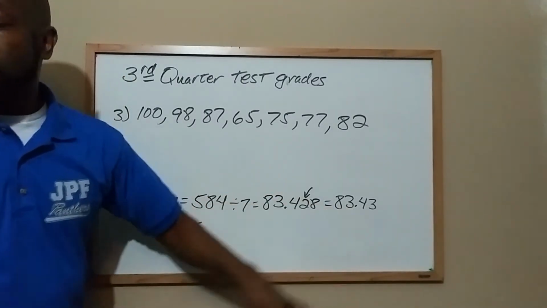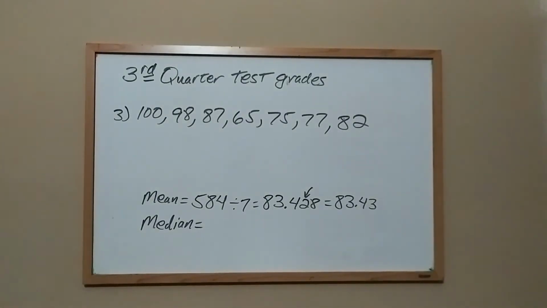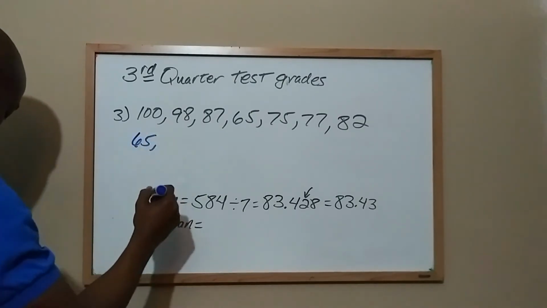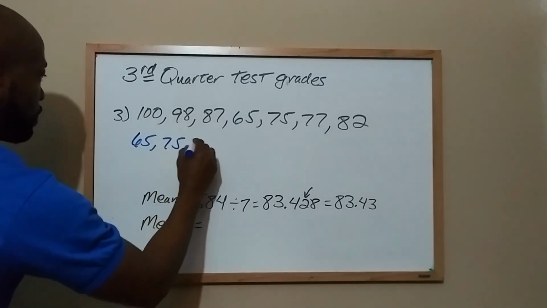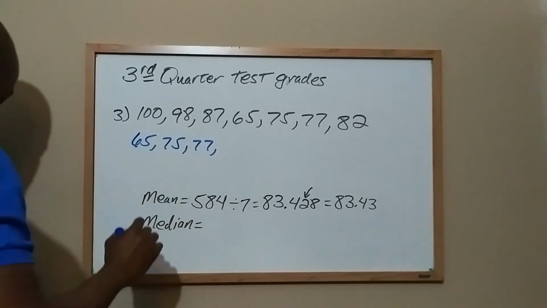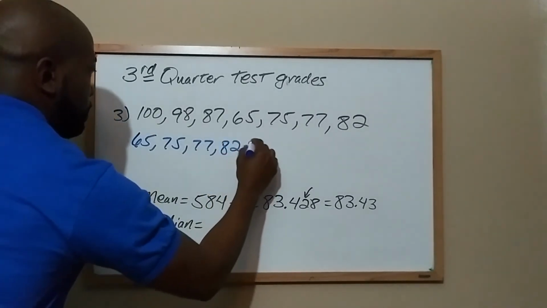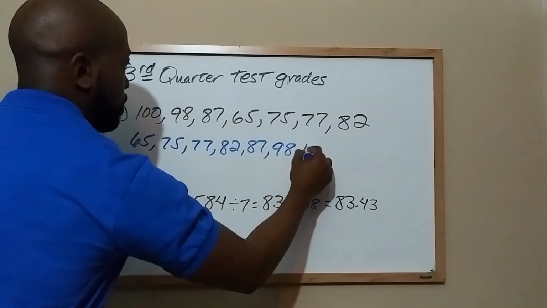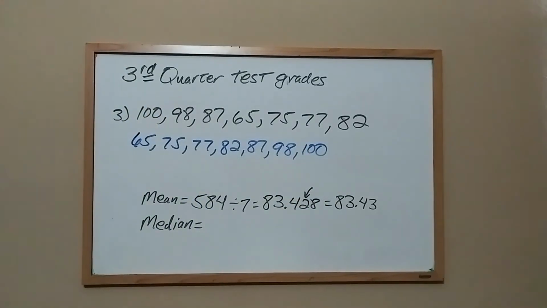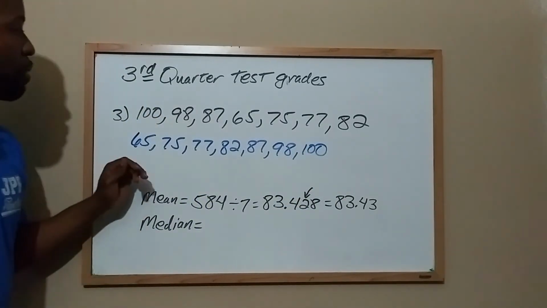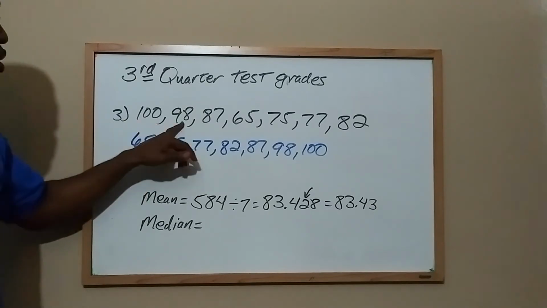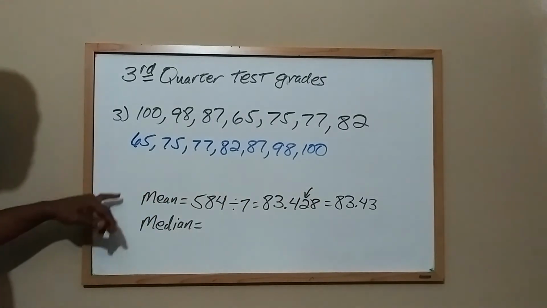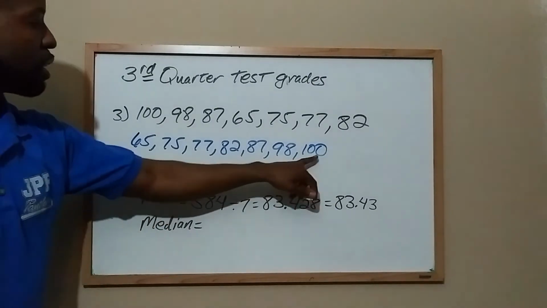All right. So let's put those in order from least to greatest. That would be 65, 75, 77, 82, 87, 98, and 100. We should have a total of 7 numbers in order from least to greatest. So let's count: 1, 2, 3, 4, 5, 6, 7. Okay.